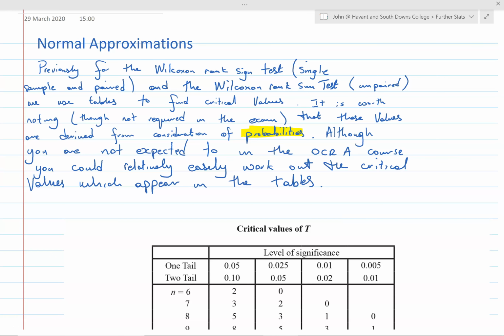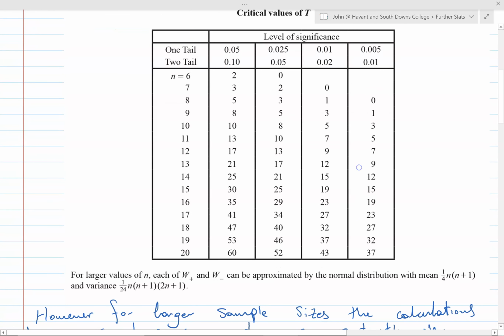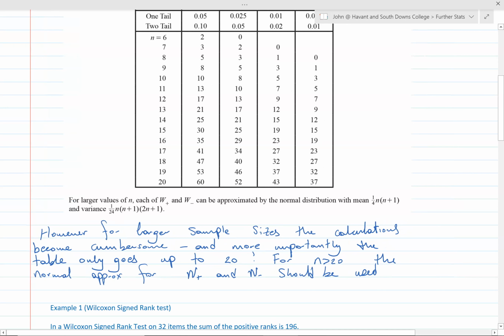The idea is, let's say these critical values can be worked out using probabilities, which I'll explain in a future video. All we really need to know at this stage for practical purposes is if your values of n go beyond 20, you can't use these numbers which are given to you in the exam. So you have to use something called the normal approximation. And thankfully that is given to us in the exam, how the normal approximation works.